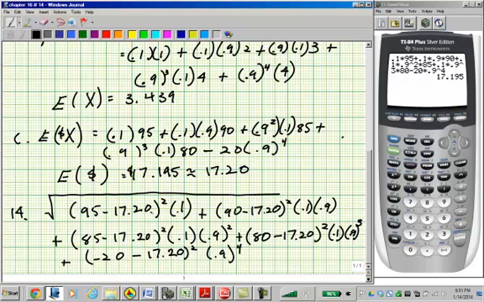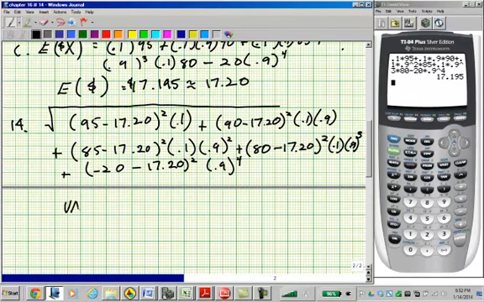Okay, so 95 minus 17.2 squared times 0.1 plus 90 minus 17.2 squared times 0.1 times 0.9. That's the probability of winning 90. And so on. 85 minus 17.2 squared times 0.1 times 0.9 squared plus 80 minus 17.2 squared times 0.1 times 0.9 cubed plus negative 20 minus 17.2 squared times 0.9 to the 4th. We add all of that stuff up and we take the square root. Now, just the sum of all those numbers, that's what's called the variance.